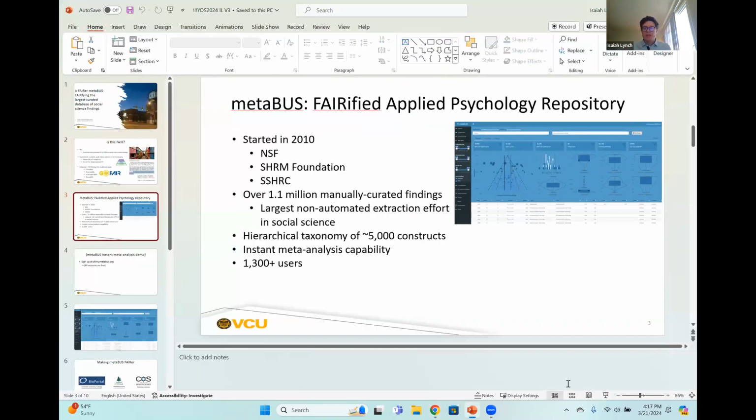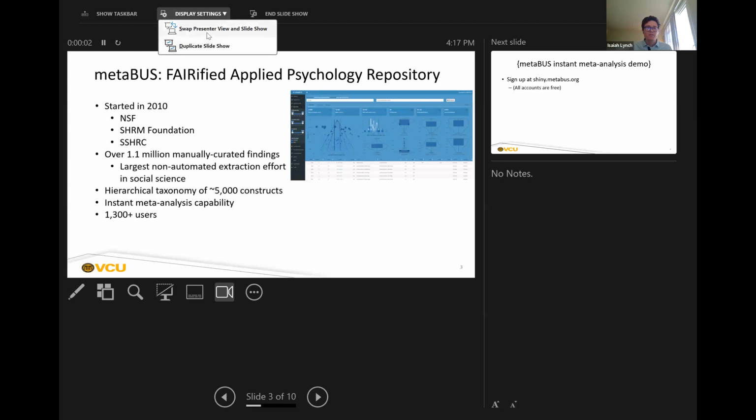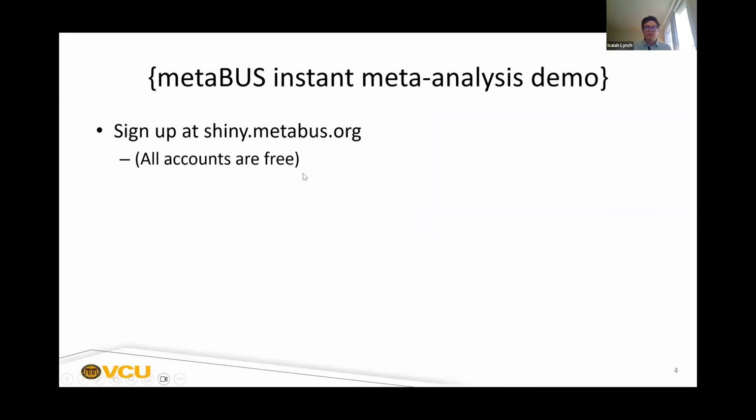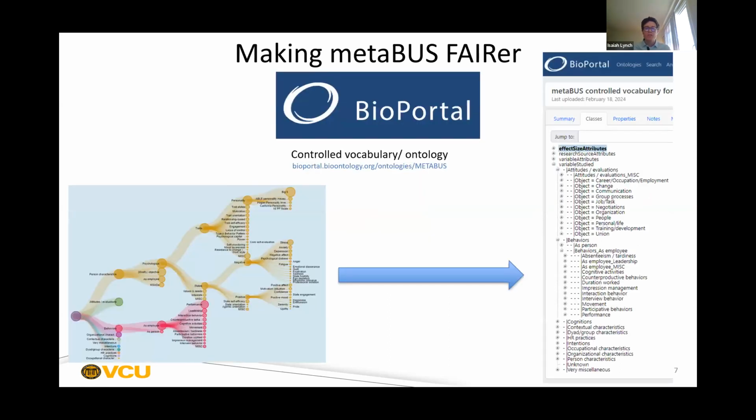Now that we see where we came from, we're going to talk about the process of actually verifying the Metabus database. So verifying Metabus required 3 different websites that did 3 different things. The first one is BioPortal, which houses the controlled vocabulary / ontology. That was just the taxonomy I showed you, and it takes it from this format into this format over here.